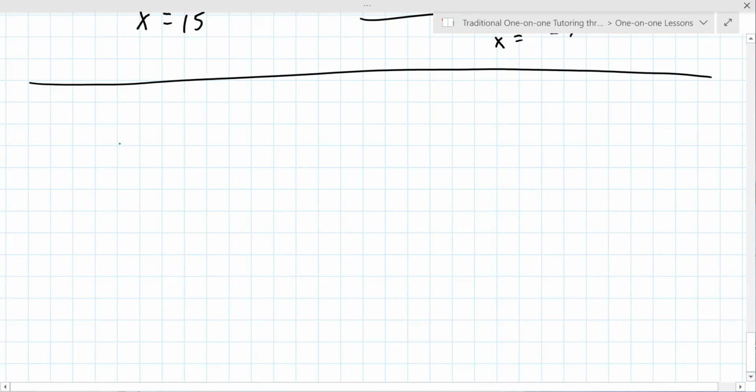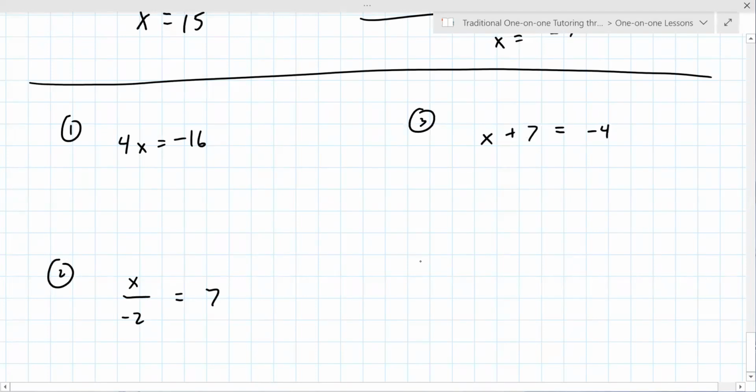Okay, so let's try another one. Let's go 4x equals -16. Let's go x divided by -2 equals 7. And let's go x plus 7 equals -4. And let's go x minus 3 equals -2.